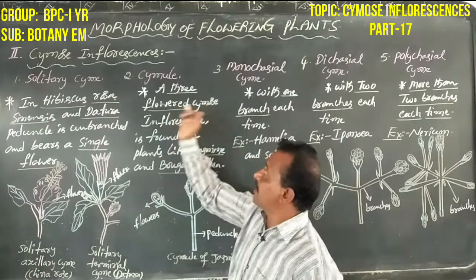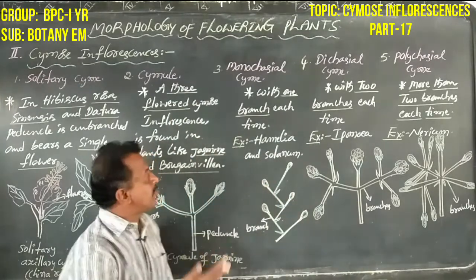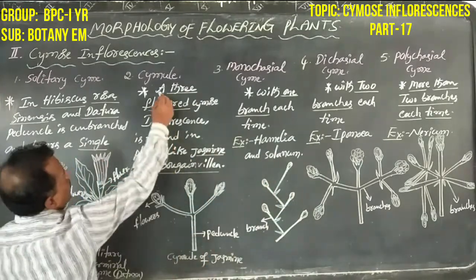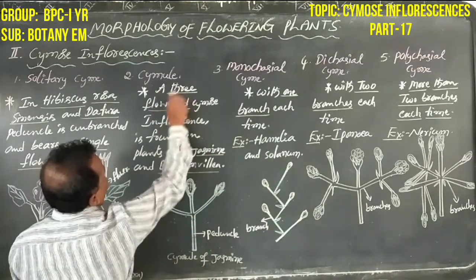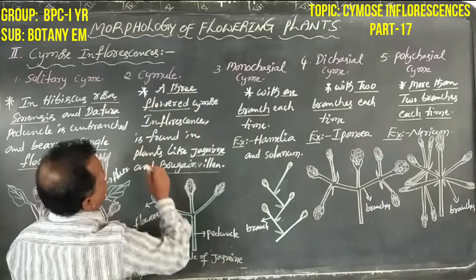So next, coming to the second one, cymule. What is the meaning of cymule? Here, dear students, it is a three-flowered cymose inflorescence.